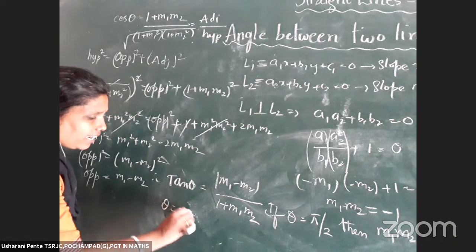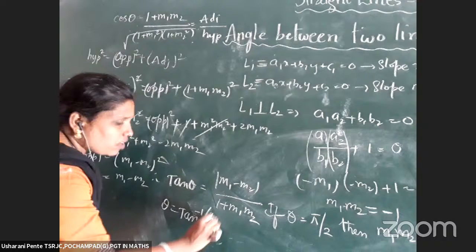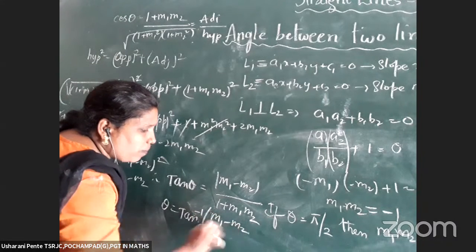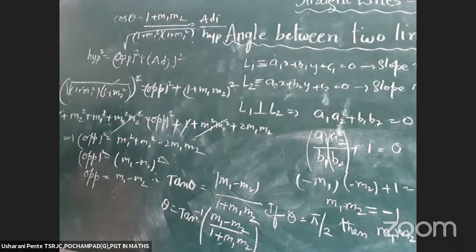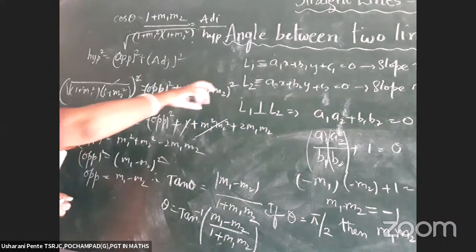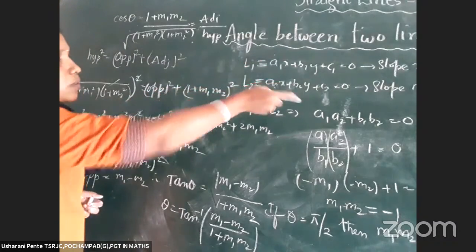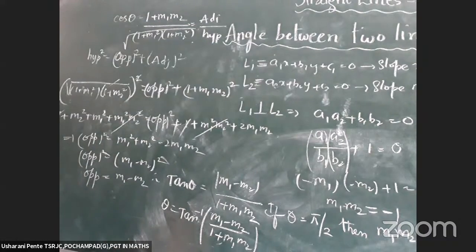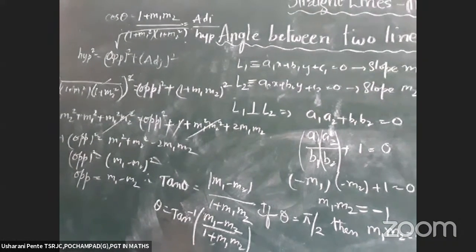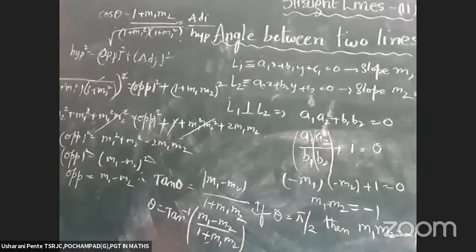Therefore, theta can be written as tan inverse of (m1 minus m2) by (1 plus m1 m2). This is how we will find the angle between two lines if the slopes of the equations are given. If the slopes are given, then how to find the angle between the two straight lines?